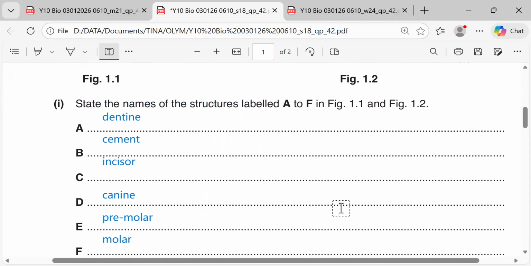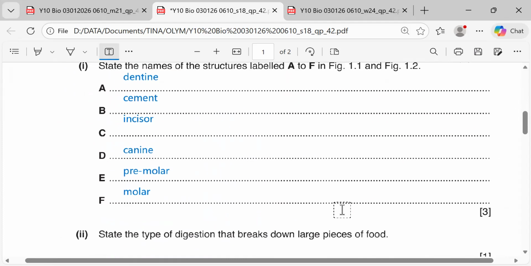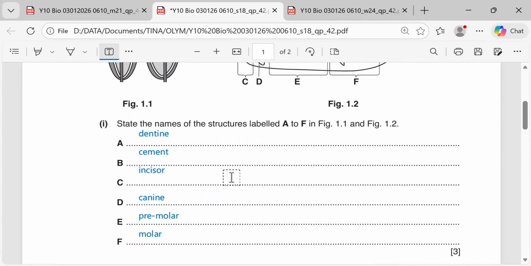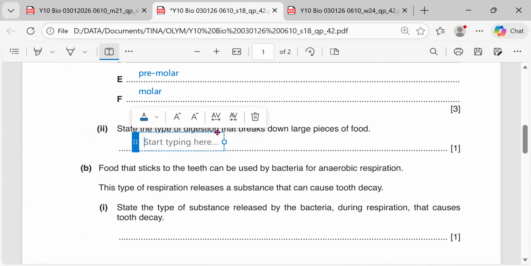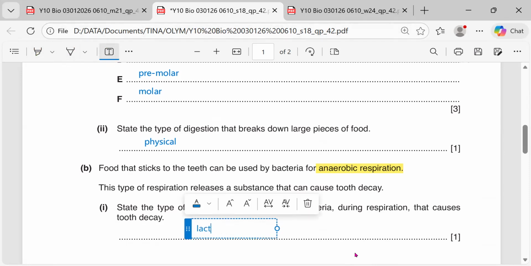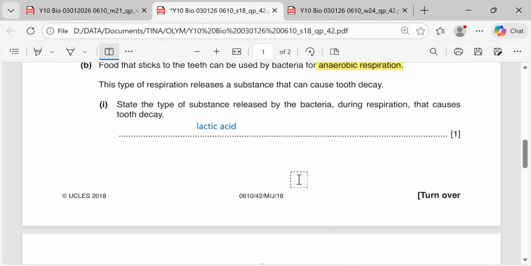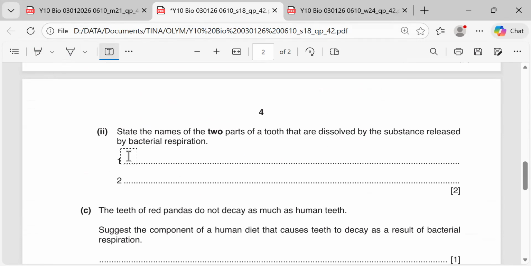I know you think it's not so important, that it's more important to learn the digestive system. But what if a question comes out on this? Then 3 marks are gone. Digestion breaks down large pieces of food physically or mechanically. Food that sticks to your teeth is used by bacteria for anaerobic respiration, which causes lactic acid. Lactic acid causes the tooth to decay, because it's an acid and will corrode the enamel.